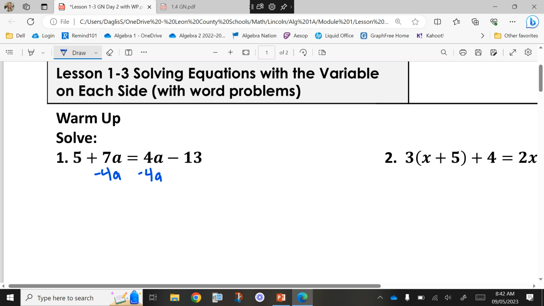Yeah, they both have an a attached to them. So we're going to put those together. So my 5 is still here. 7a minus 4a gives me a positive 3a. And then we still have this equals to negative 13. So that sign in front of the 13 is going to stay with it. All right, now what should we move?